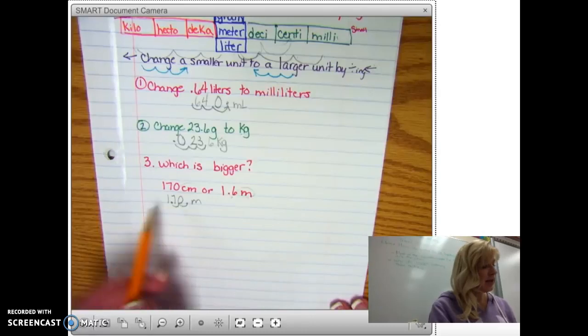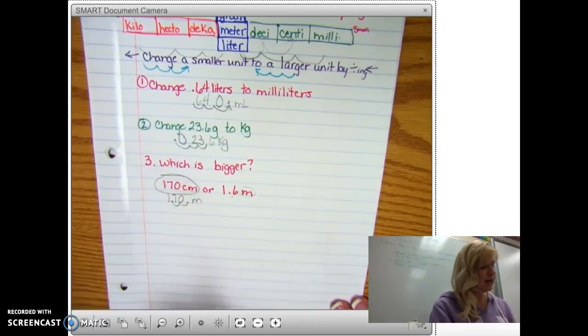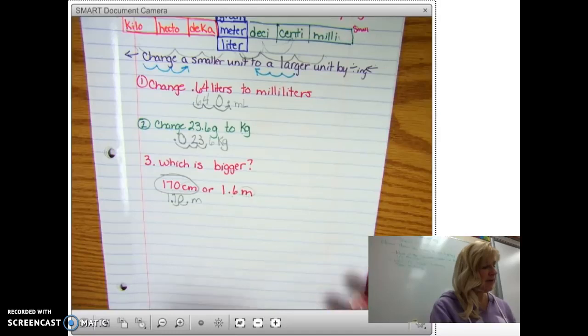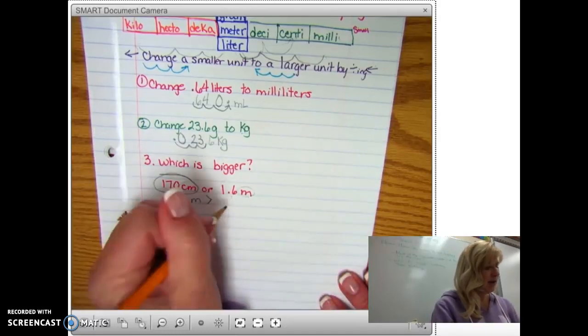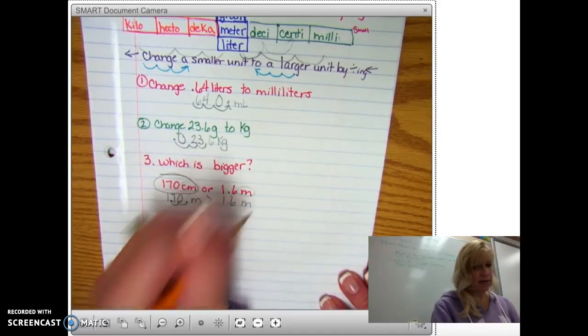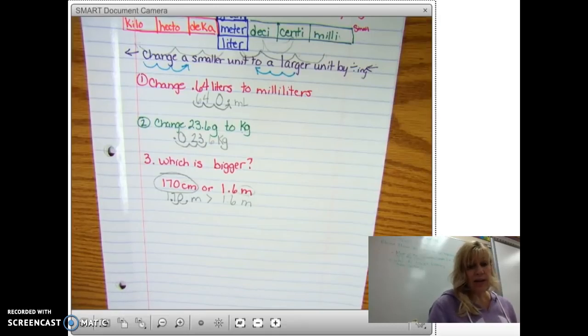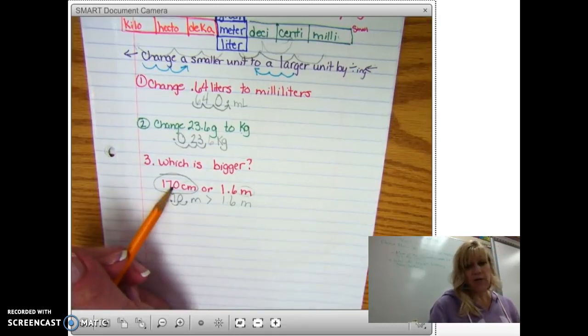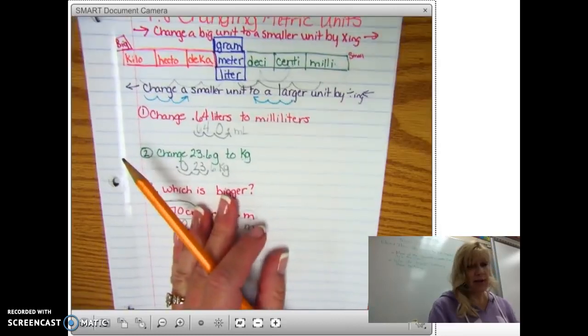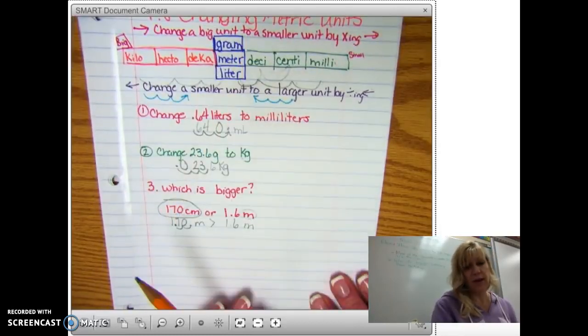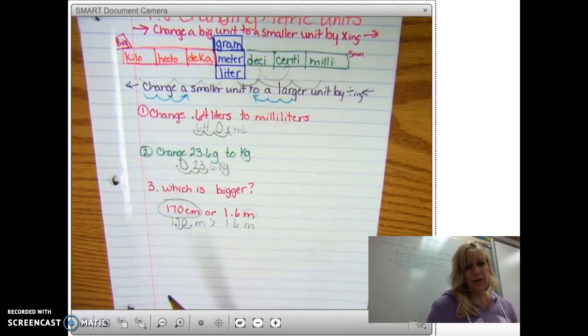So we can see right now that 170 centimeters is definitely greater than 1.6 meters. For questions like this, it is very important that you don't just make a guess. You need to convert using the chart that we have up here. I'm going to put a few on to try, and then we'll go through them together.